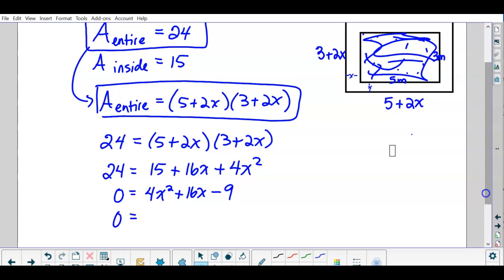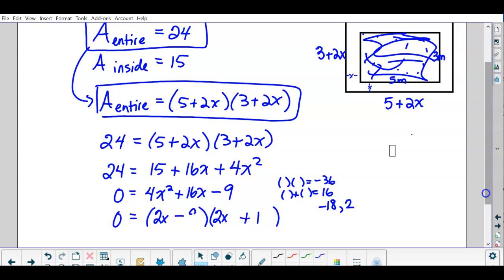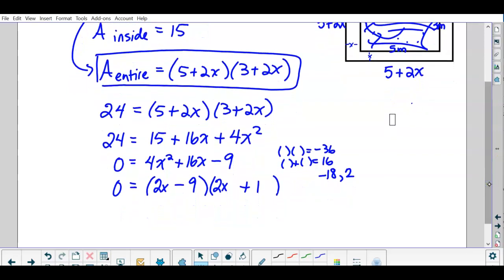And then factor two numbers that multiply to negative 36, add to 16, that would be negative 18 and 2. You're going to have 2x and 2x as opposed to 4x and 1x. So in this case, you need to check, do both of the solutions make sense?